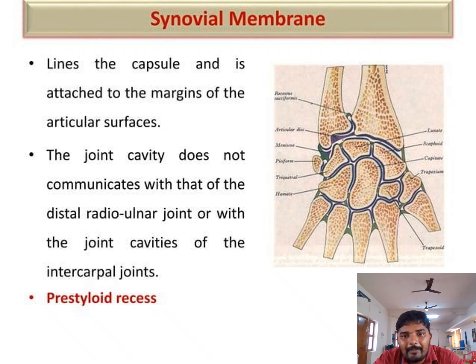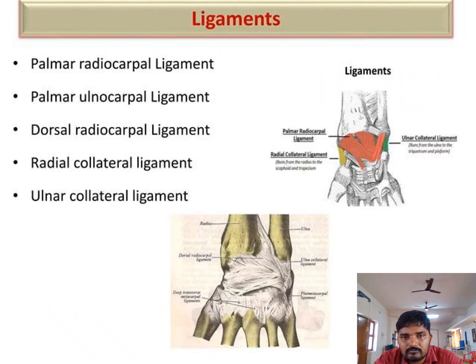Then the ligaments: palmar radiocarpal, palmar ulnocarpal, dorsal radiocarpal, radial collateral, and ulnar collateral ligament.